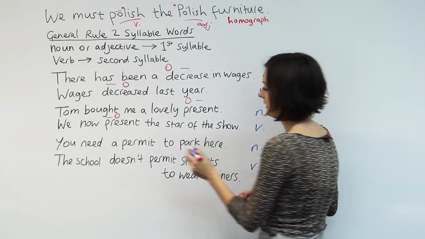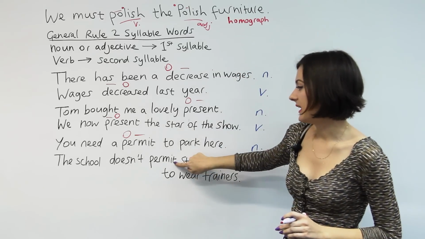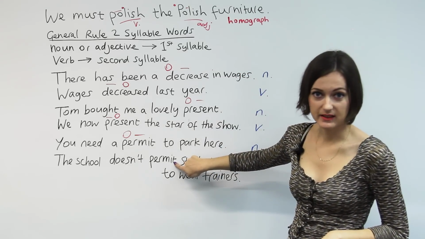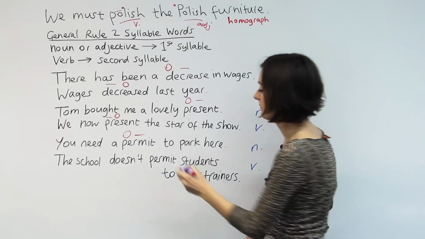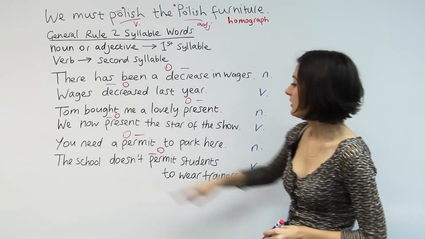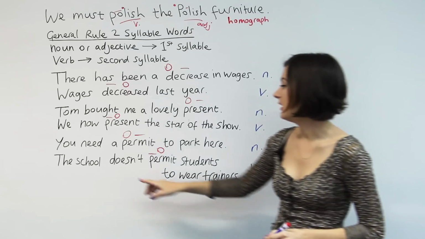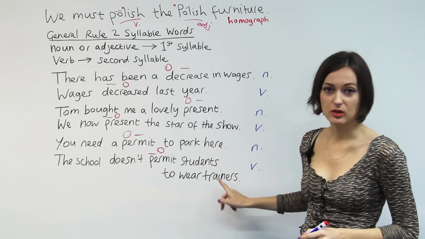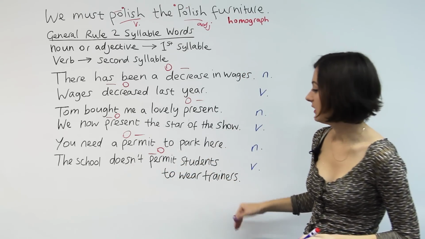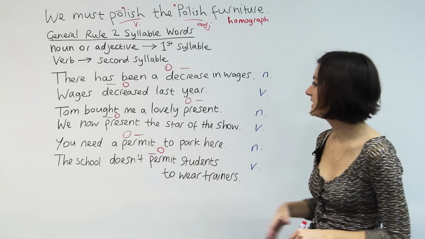Because it's a noun, we're going to stress the first syllable. And here, permit is in the verb form, so we're going to change it. We're going to do it like that. And I'll read those to you now. You need a permit to park here. Compare that to: the school doesn't permit students to wear trainers. So it's not per anymore, it's permit.